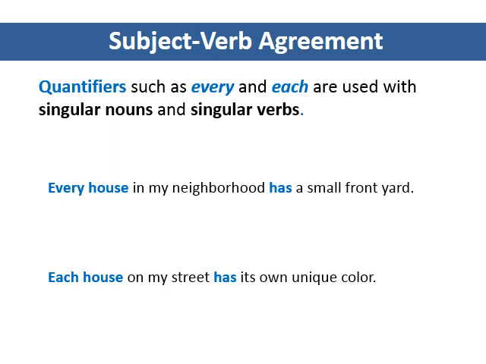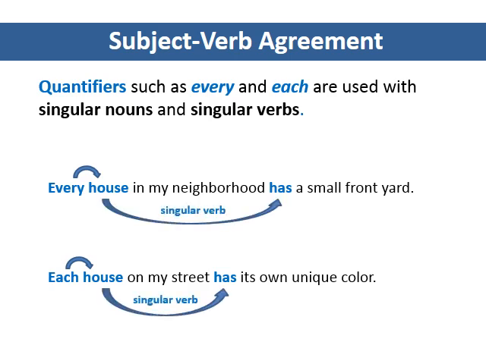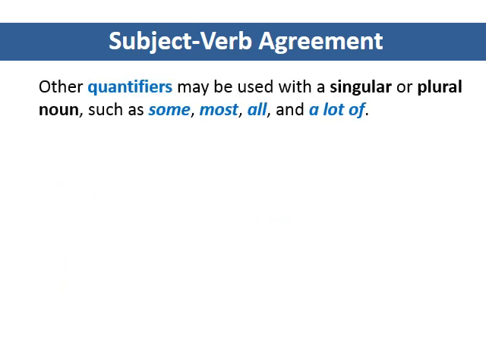The quantifiers every and each are used with singular nouns. Therefore, the subject in both of these sentences is singular. As a result, they are followed by the third-person form of have, which is has. Other quantifiers may be used before a singular or plural noun, such as some, most, all, and a lot of.